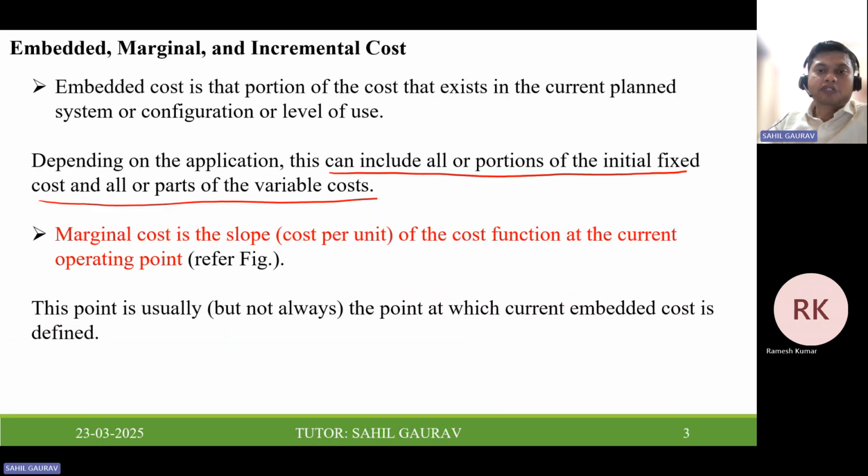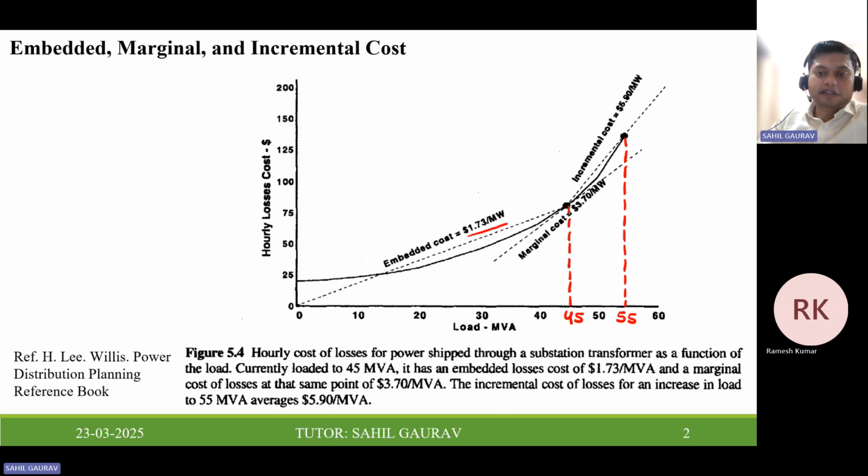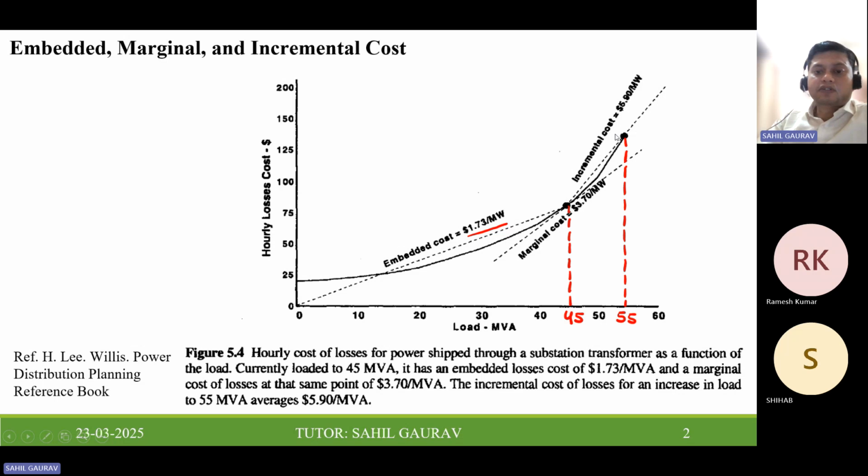So I hope all these three costs are clear: incremental cost, marginal cost, and immediate cost. Incremental cost is the summation of all initial fixed cost and variable cost based on the operating point, while marginal cost is the slope of the cost function at that operating point, and the incremental cost is that cost when there is an increment, or you can say there is a loss of load also from that operating point. So what will be the incremental cost?